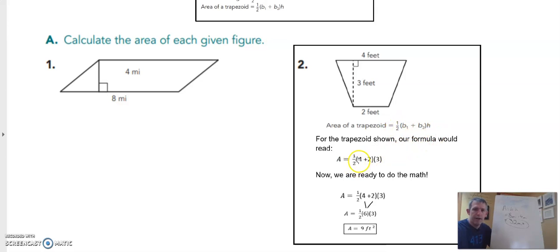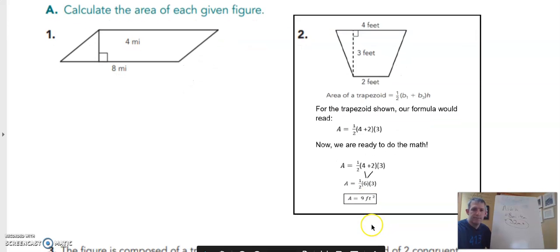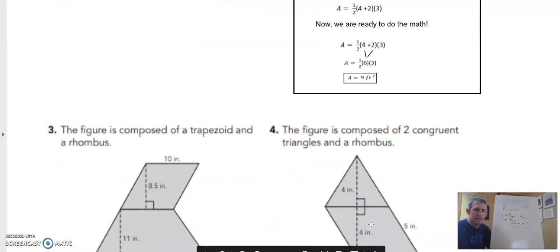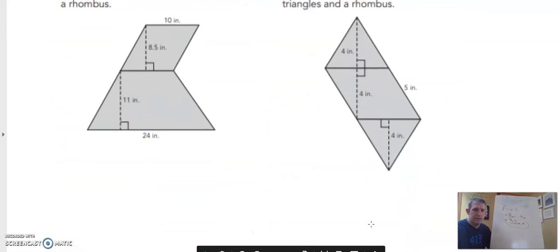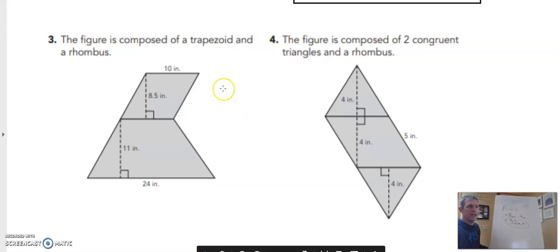We get 1/2 of base 1 plus base 2. So base 1, right here, plus base 2 times our height, which is right here. And then we're going to add first, and we're going to multiply 6 times 3 is 18, and divide that in half, we get 9. So that's where they get the 9 feet squared. Okay, so the rest of these look a little bit more like composite shapes. Let's look at one together, at least get you started here. So number 3.